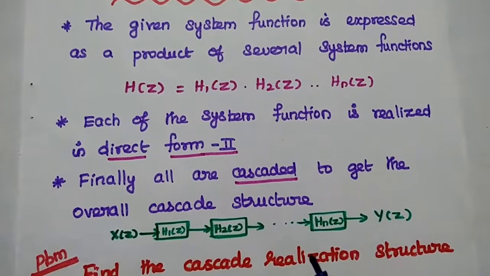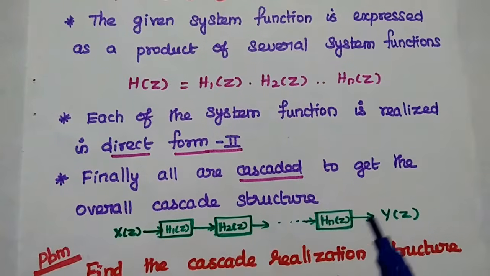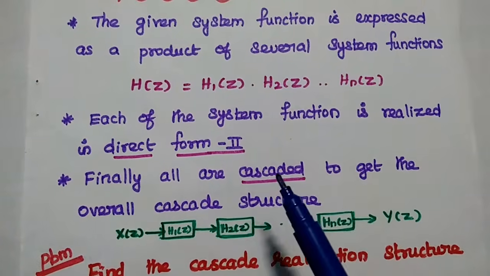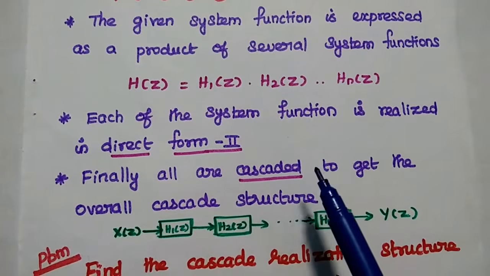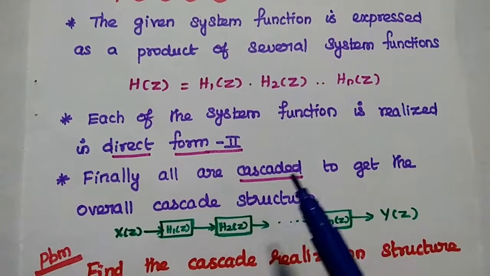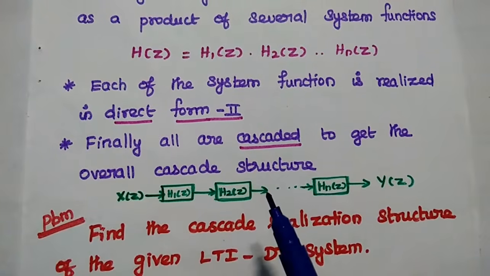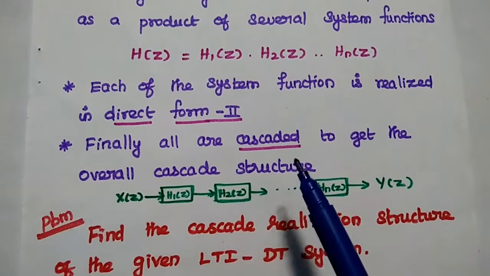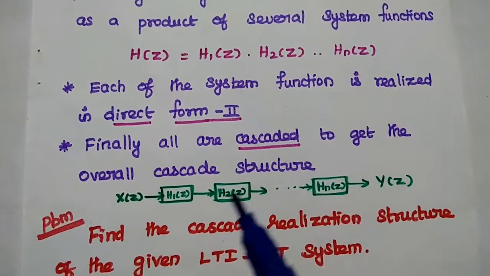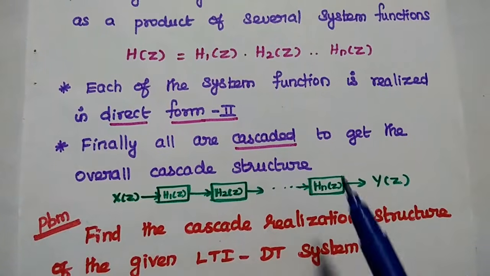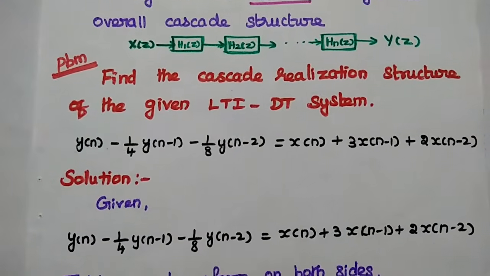Then each of the system functions is realized in direct form 2 structure. We have already discussed this direct form 2 structure in the previous lecture video. You can refer to that video for further clarification. Finally, all the structures are connected in series, that is cascaded, to get the overall cascade structure of the given system. Let's solve one problem, then you can easily understand this, okay?